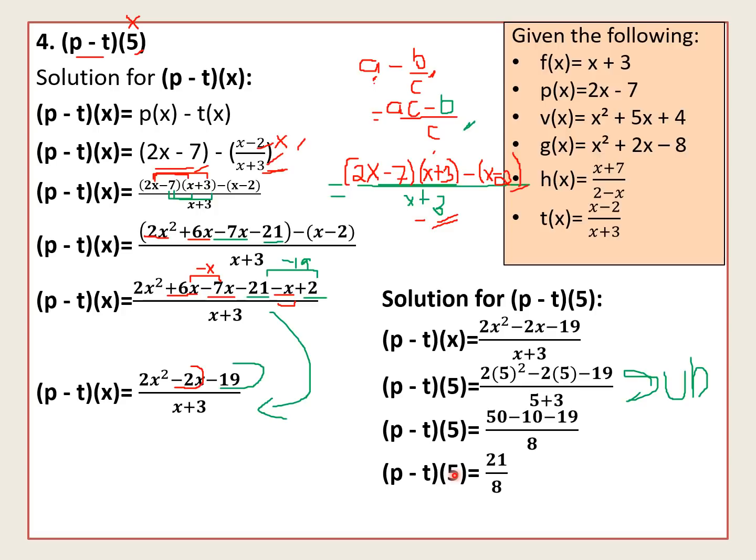So, if I'm going to ask you, what is P minus T of X? You're going to give me this expression. Then, if I'm going to ask you, what is P minus T when X is 5? You're going to give me 21 over 8. Naintindihan?